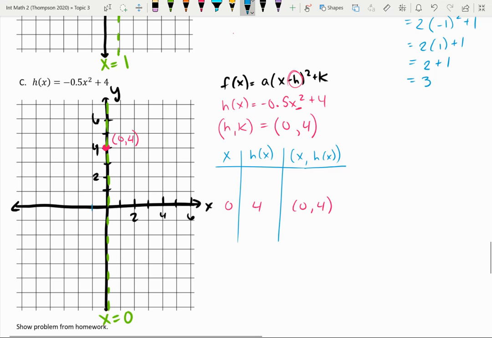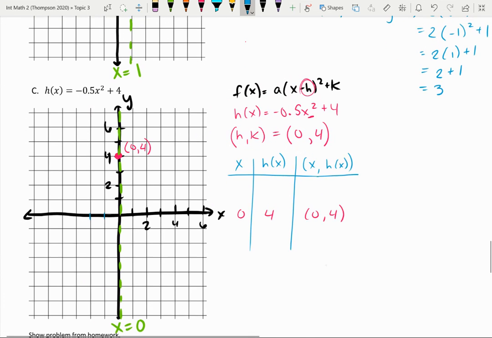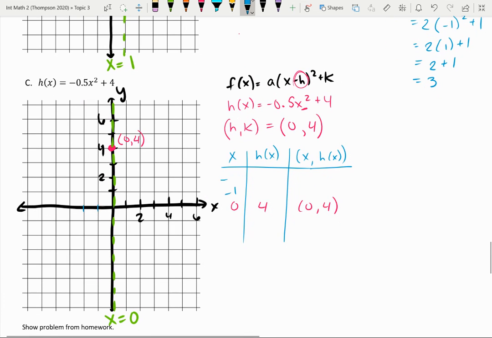And I'll pick 2 points to the left, -1, -2. And 2 points to the right, 1 and 2. Now, personally, I would choose to plug in the positive numbers instead of the negative numbers, just because I think there's less room for error. But, to each their own. Do whatever you want to do. So I am going to plug in h of 1.